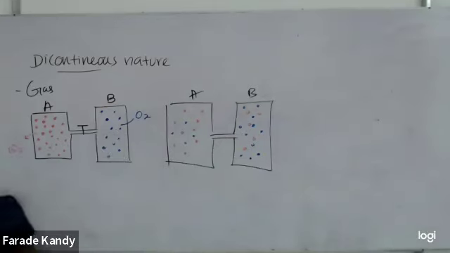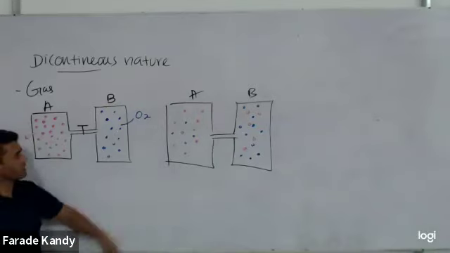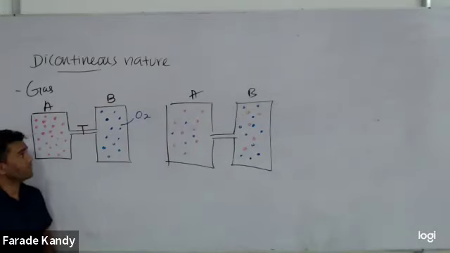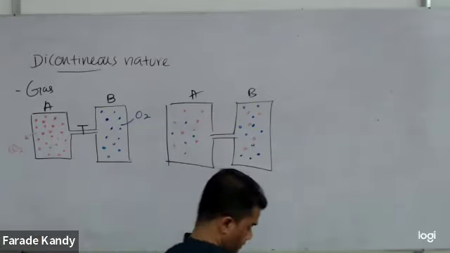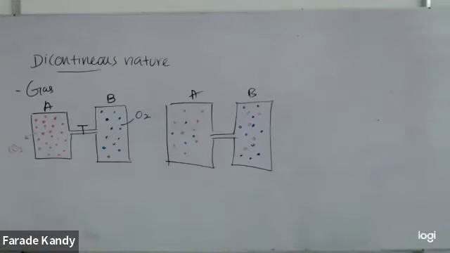Then start a new point. Carbon dioxide particles enter vessel B because there are empty spaces among oxygen particles.